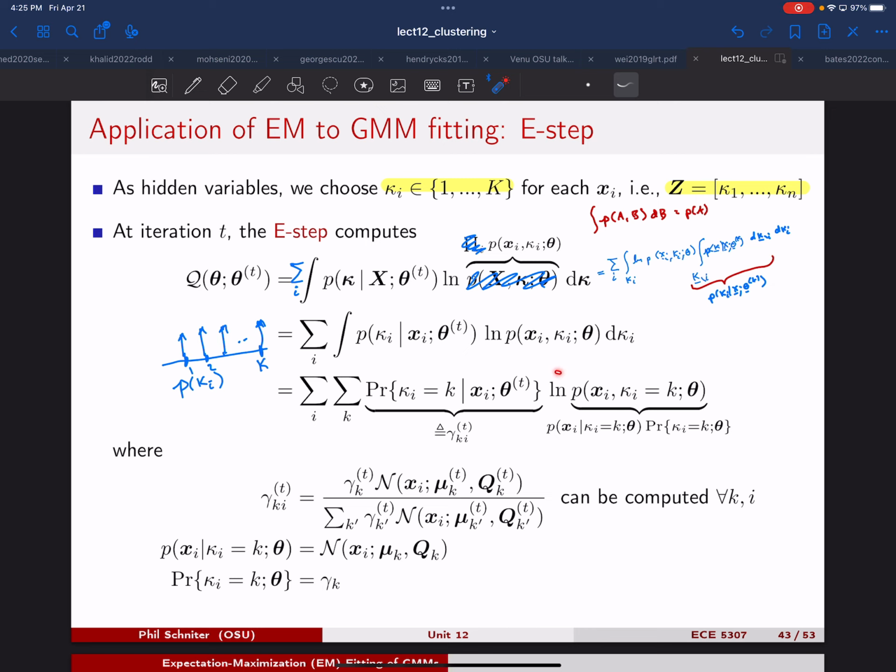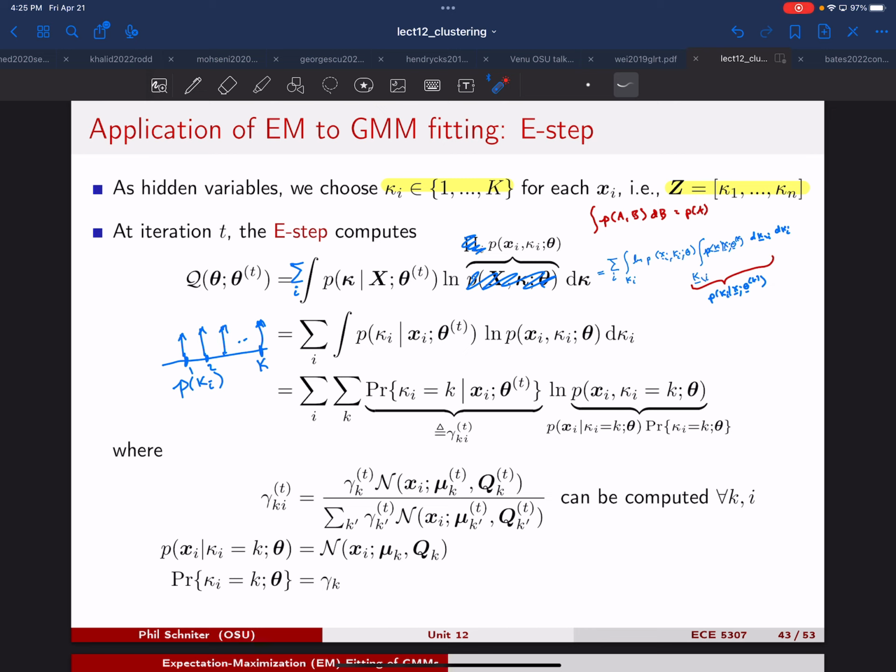So now we have a log, okay, so now we have a joint probability, joint over x and kappa. We can write that as x given kappa times the probability of kappa. And that makes our lives easier because this probability x given kappa, we know that that is just a Gaussian. And then this is the probability of kappa. We know that that's just, we call that lambda k. So we have reduced this Q to a double sum over terms that we know about.